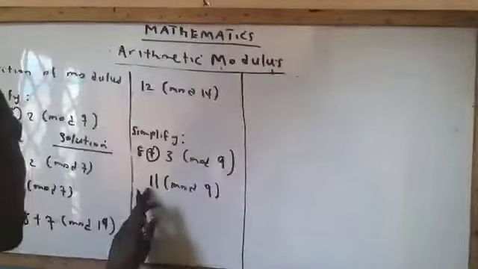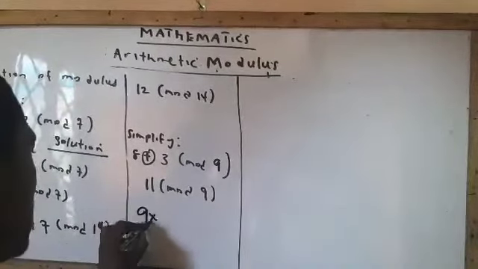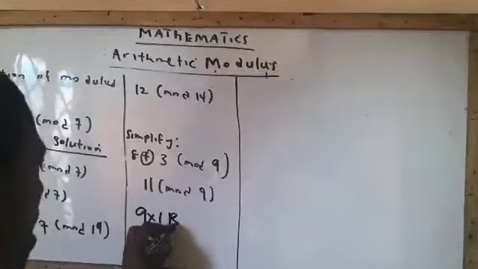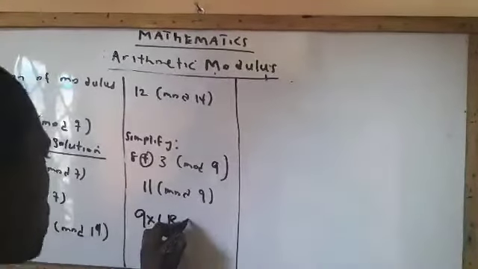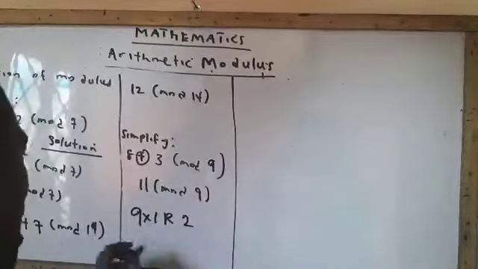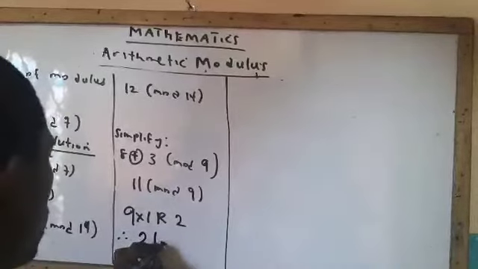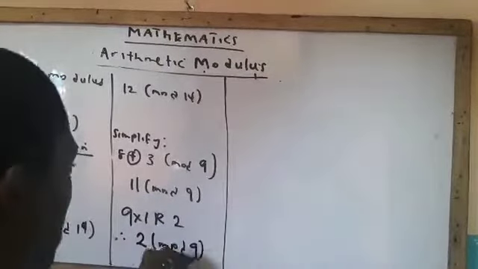Now, how many 9s can I see in 11? I can see 1. That is 9 times 1. Remainder what? Remainder 2. You understand? So I'll take the remainder as my answer. Therefore, my answer is 2 mod 9.